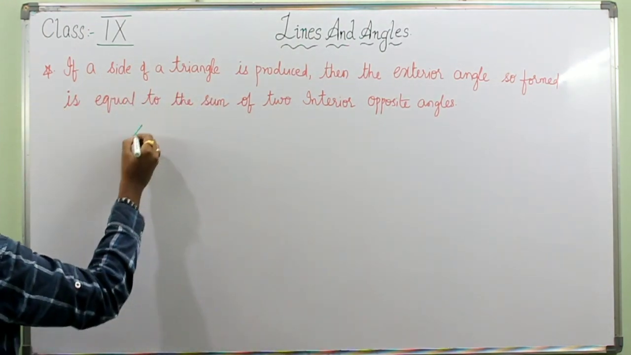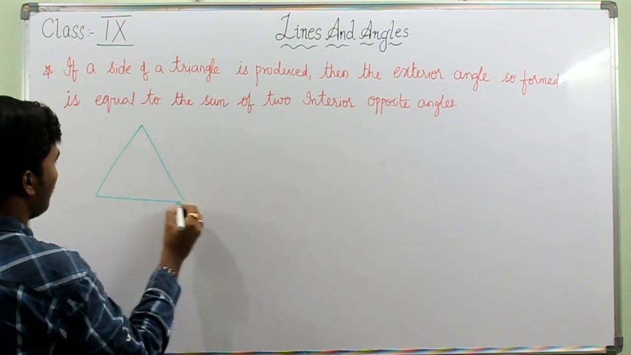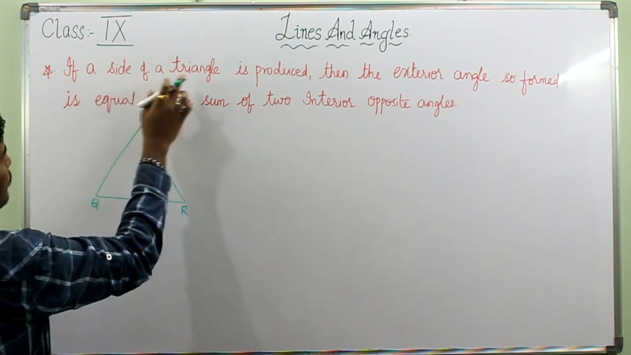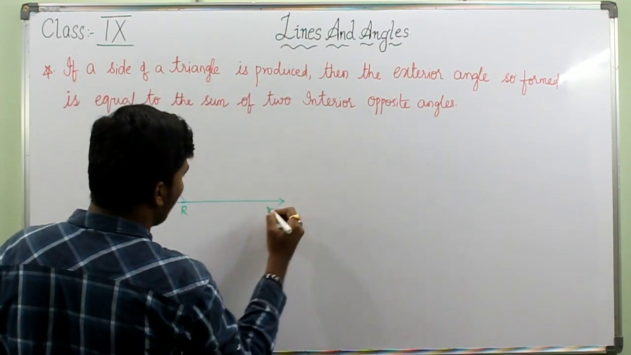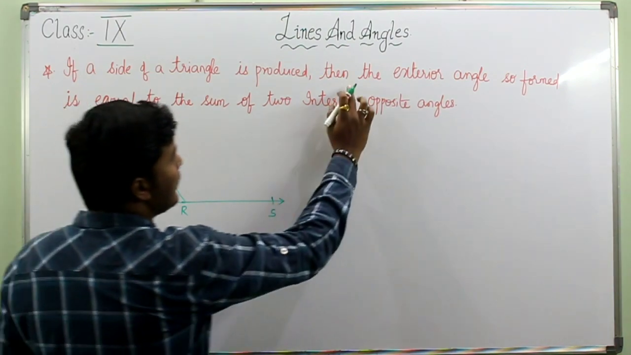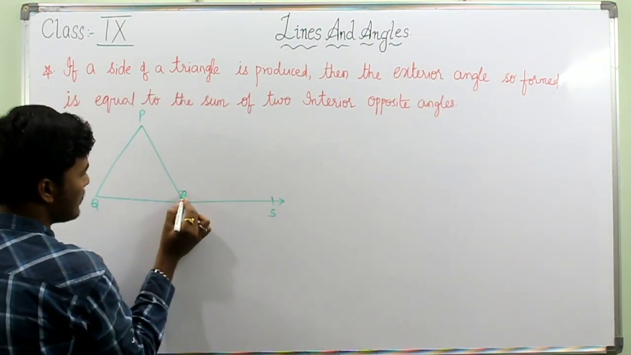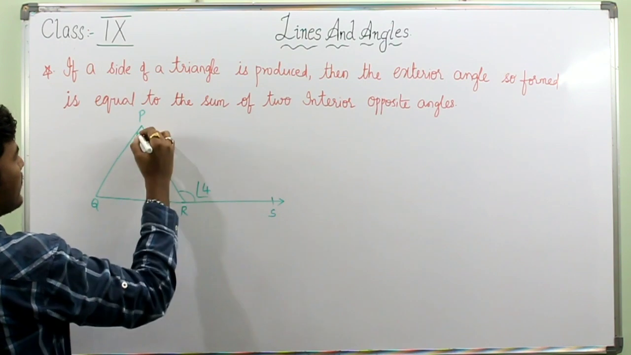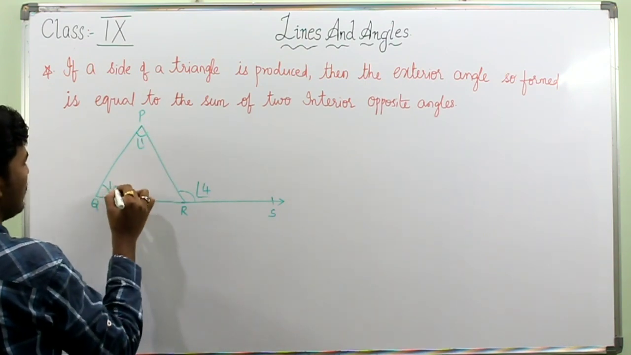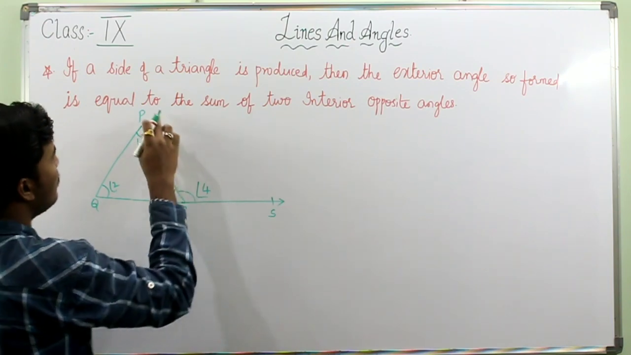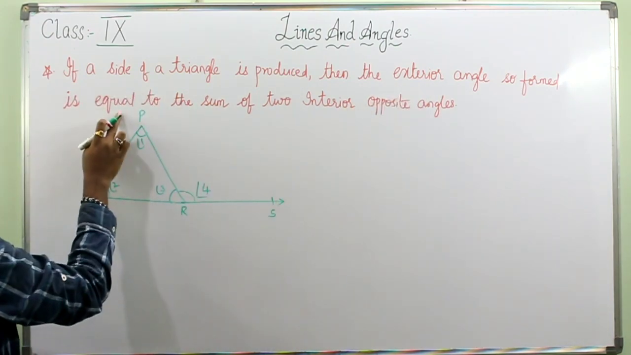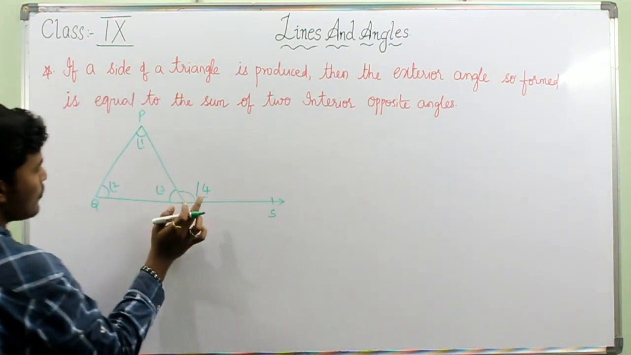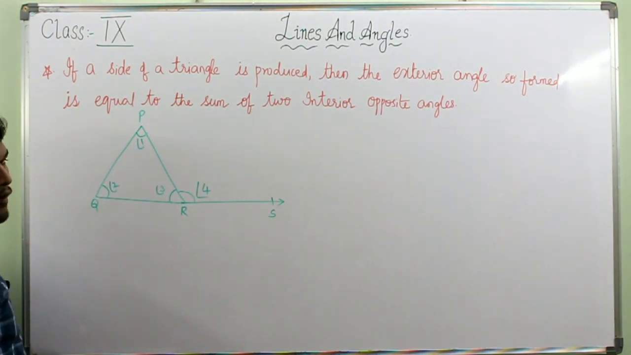Let us draw a figure for this first. Let us consider a triangle PQR. What is given? A side of the triangle is produced to a point S. Then the exterior angle, because it is outside the triangle, let us consider as angle 4. Let us name the interior angles angle 1, angle 2 and angle 3. The exterior angle so formed is equal to the sum of the two interior opposite angles. For angle 4, angle 1 and angle 2 are the opposite interior angles.